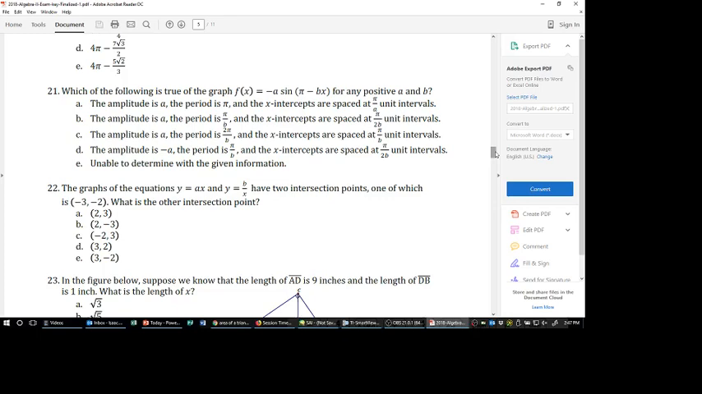Question 21 is a trig graphing question where it wants us to determine the period, amplitude, and how far away the x-intercepts are going to be spaced out based on this generic equation. One thing about this equation is that it does not have specific numbers for us. If we had specific numbers, we could graph it and look at the information. That might be easier to work with. But we have generic A and generic B.